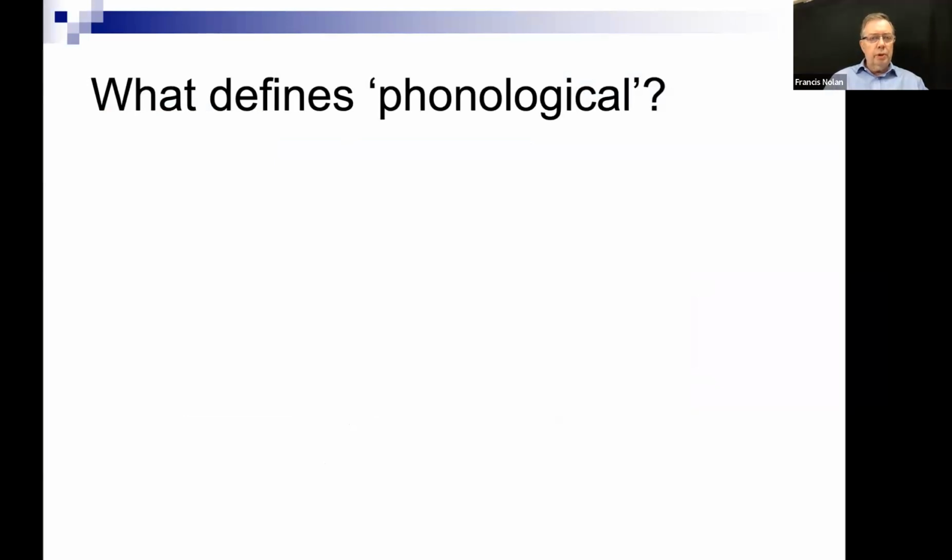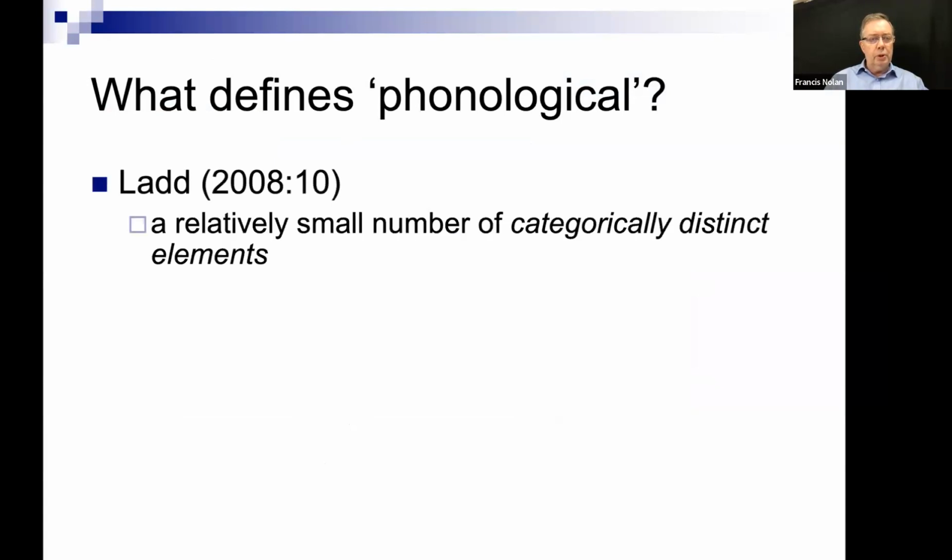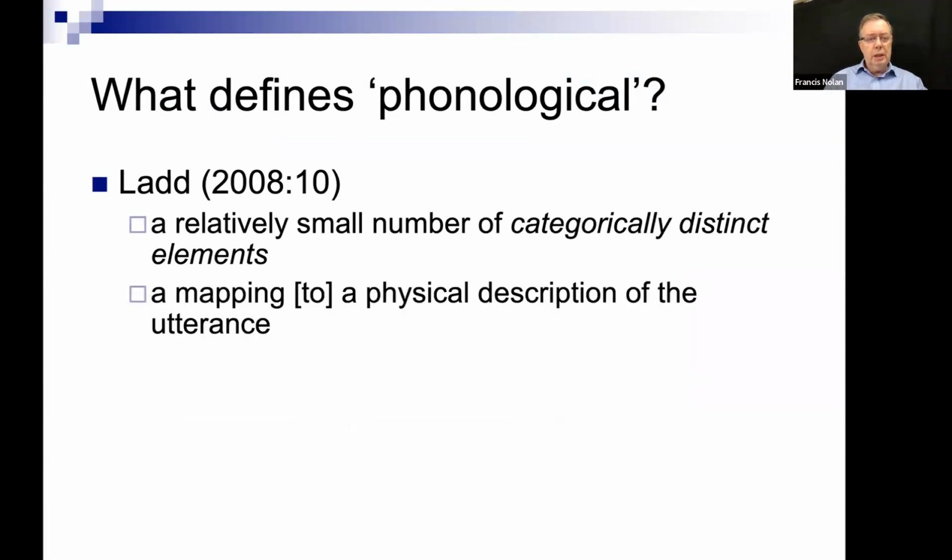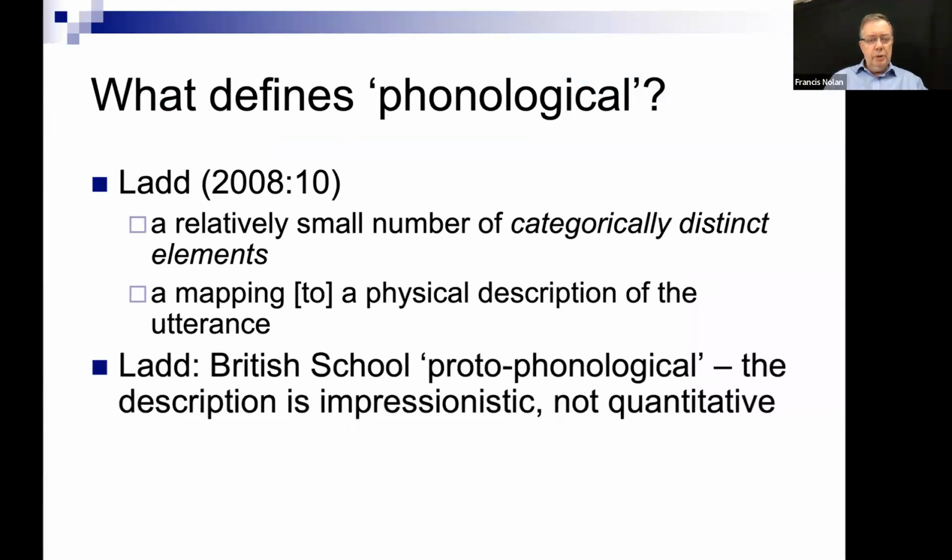We also need to ask what defines the term phonological. So Bob Ladd said a phonological analysis has a relatively small number of categorically distinct elements mapping to a physical description of the utterance. And he described the British school as proto-phonological because the physical description is impressionistic, not quantitative. I would argue that's a slightly anachronistic perspective, because if it wasn't possible, as it wasn't, to do acoustic analysis on any scale, then an impressionistic analysis, an auditory analysis, is the best substitute.